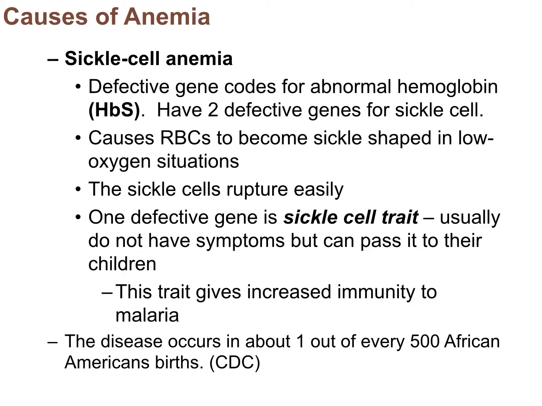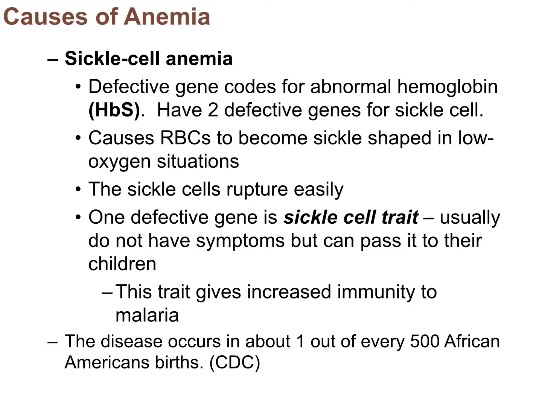The problem was when mom had the trait and dad had the trait, and they both passed down that one gene, and the child got both defective genes, they ended up with sickle cell anemia. It makes the red blood cells sickle-shaped, so they're not effective at carrying oxygen. They also lyse very easily. They break very easily. So again, you wind up with anemia and anemic symptoms.